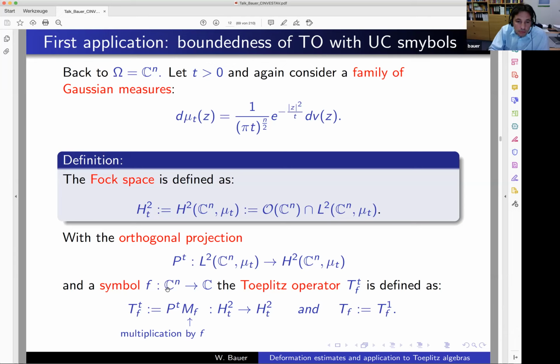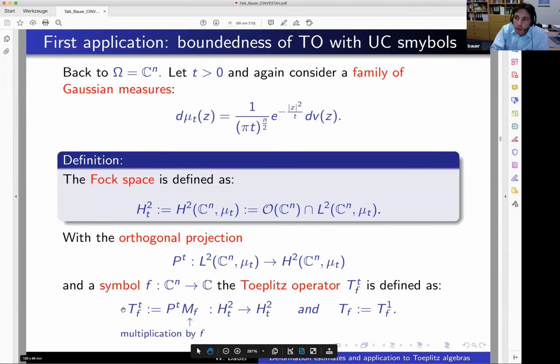And if we take a symbol f, which might be bounded or unbounded, then we can form the Toeplitz operator, or a family of Toeplitz operators, by compression of the multiplication operator. So the product P_t times M_f, and that's considered as an operator from the Fock space to the Fock space. And if t is 1, which will be the case on the next slide, I just write T_f instead of T_f^1.